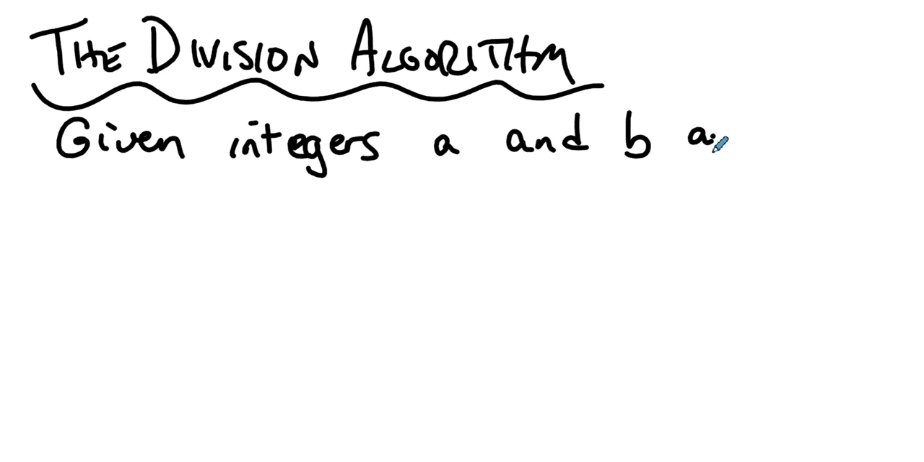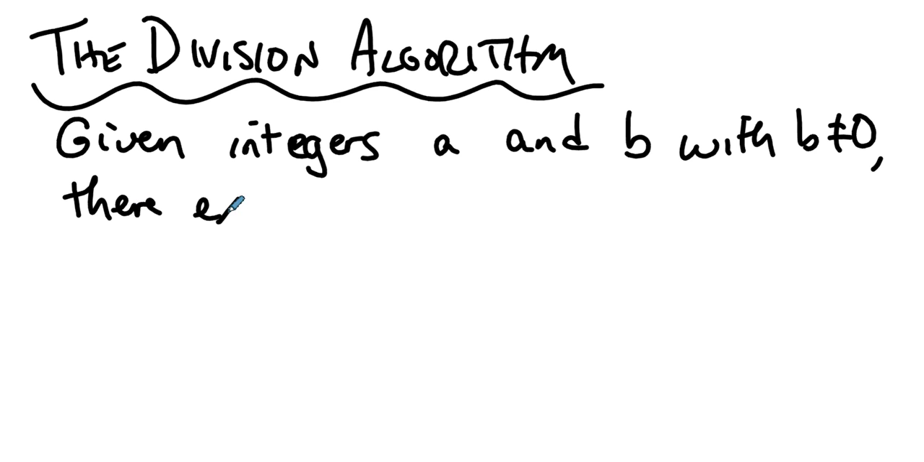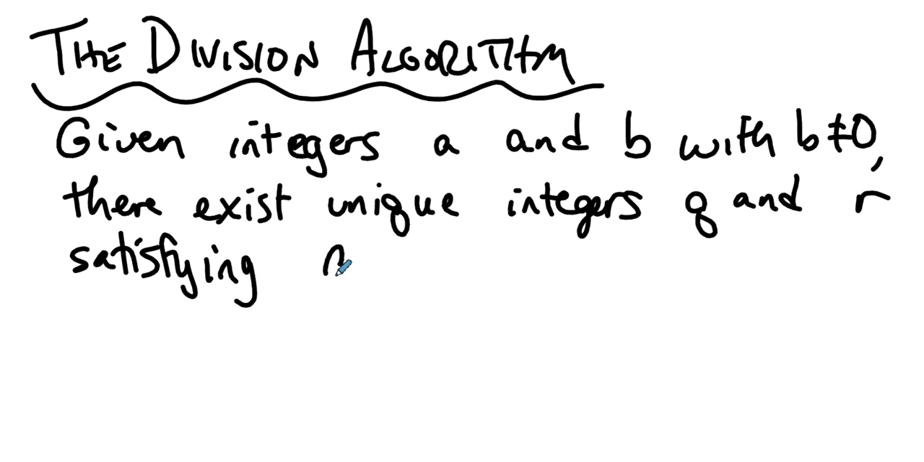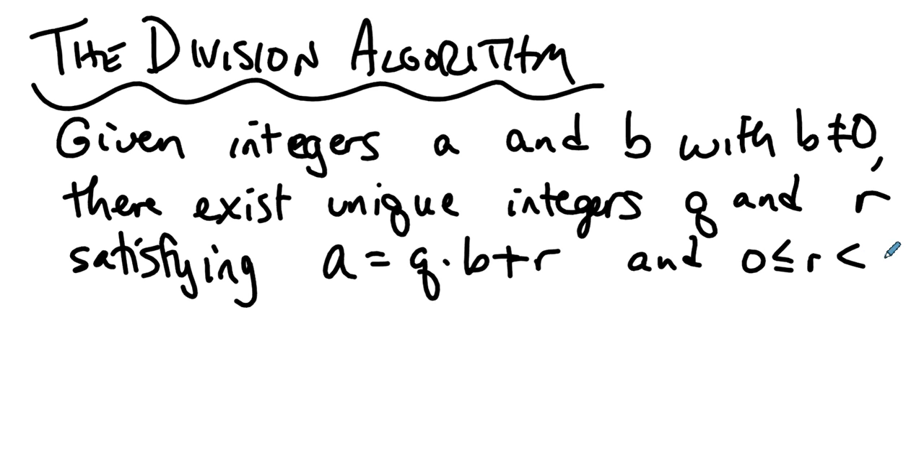Given integers a and b with b not equal to 0, there exist unique integers q and r satisfying a equals q times b plus r, and 0 is less than or equal to r is less than or equal to the absolute value of b.